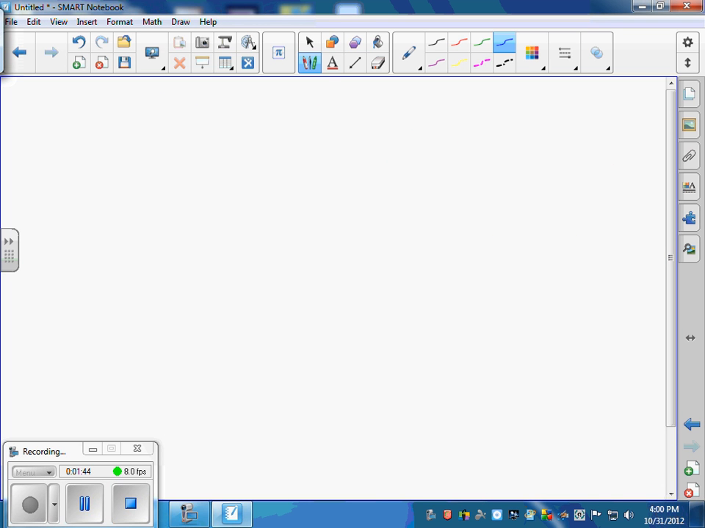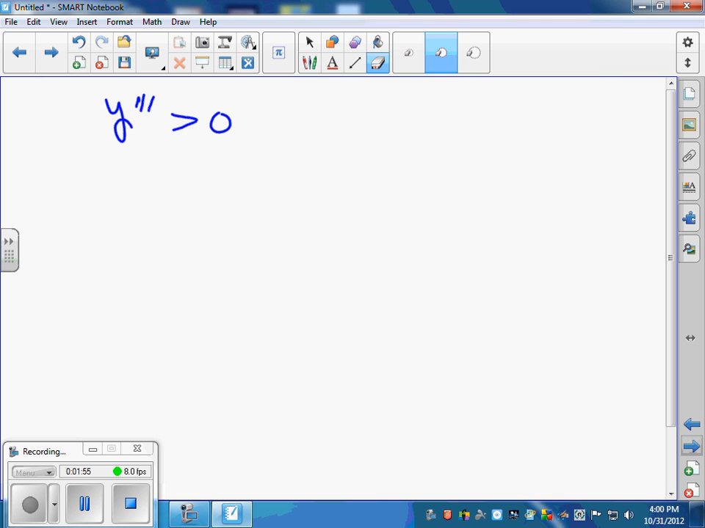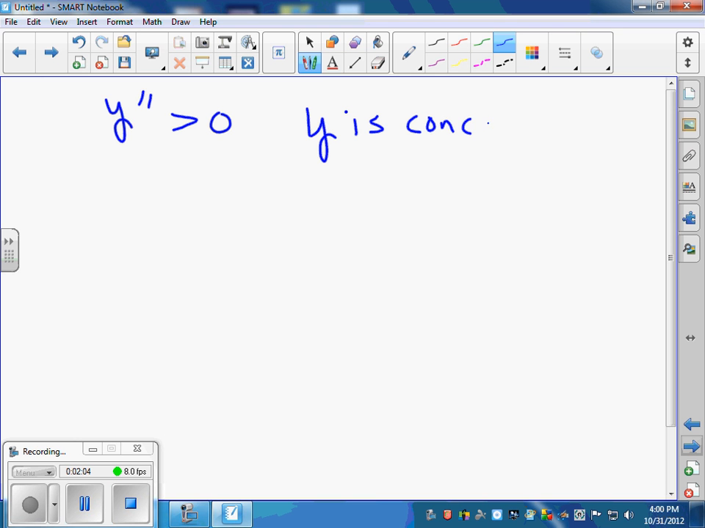point of inflection. All right, there's a theorem that says that if you take the second derivative and your y double prime is greater than 0, so if your second derivative, let's fix that, not third derivative, if your second derivative is greater than 0, then y is concave up. And if the second derivative is less than 0, then y is concave down.